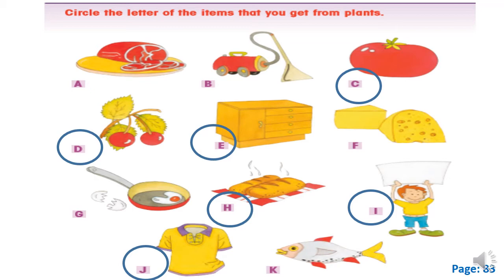The last one, we have fish. Can I know or can I say that fish from plant? No, fish is an animal. So it's not from plant origin. I must not circle it. Good guys. Let us move to the next part.